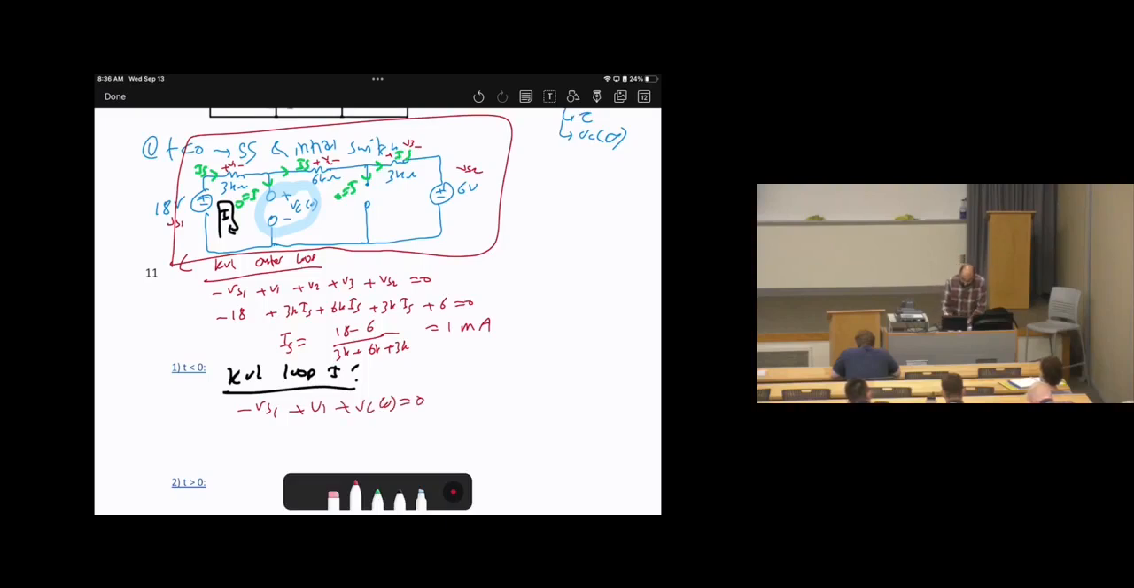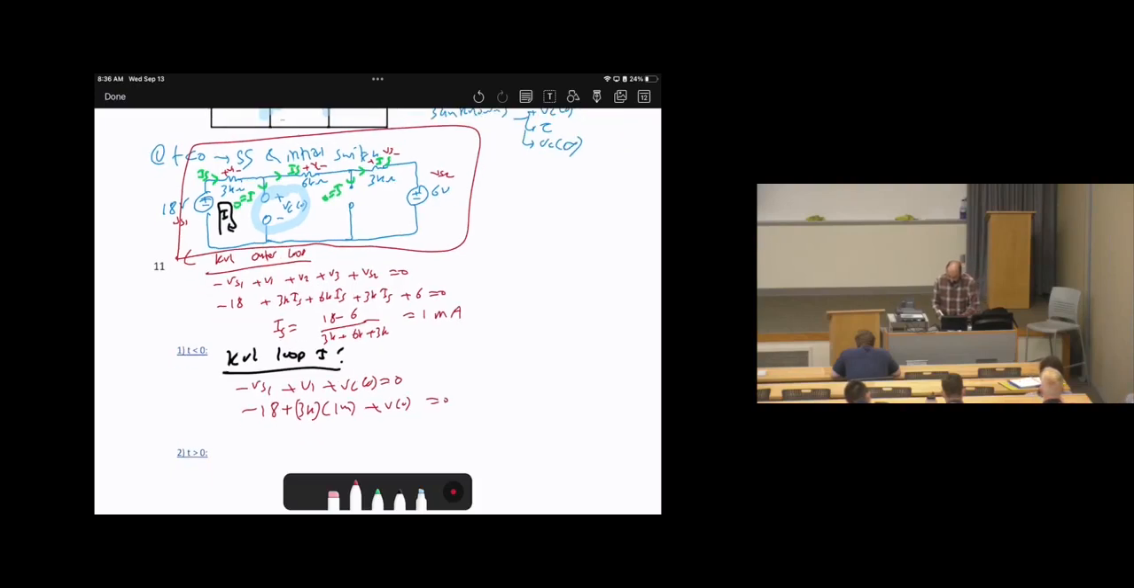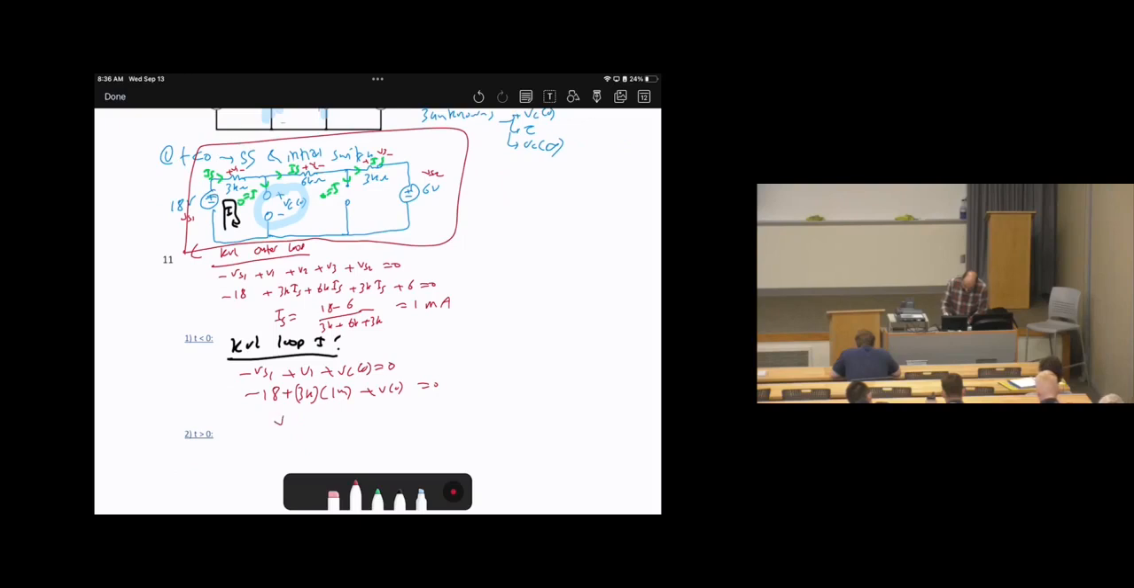Now substitute the values. It will be negative 18 plus I times R, which is 3k times 1 milli, plus Vc of 0. Milli and k will cancel each other. Therefore, Vc of 0 will be 18 minus 3, which is in other words 15 volts. Okay? Is this clear?